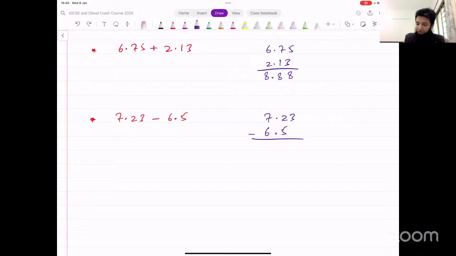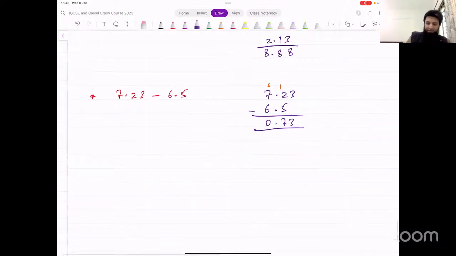Now, 3 can come down like this as it is. 2 minus 5, can you do that? You cannot do that. So you take 1 from here and you get 12 minus 5, and that will give you 7. Now, since you've already taken 1 from here, you're just left with 6 here in place of 7. 6 minus 6, what's that? That is 0. 0.73, that is your final result.